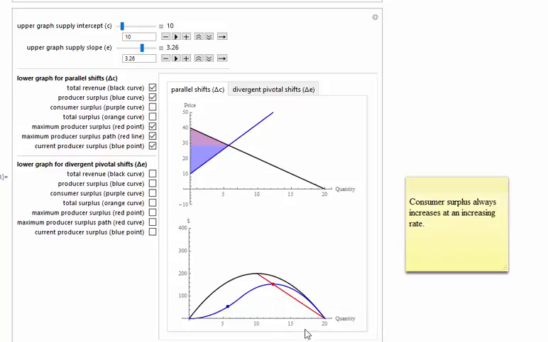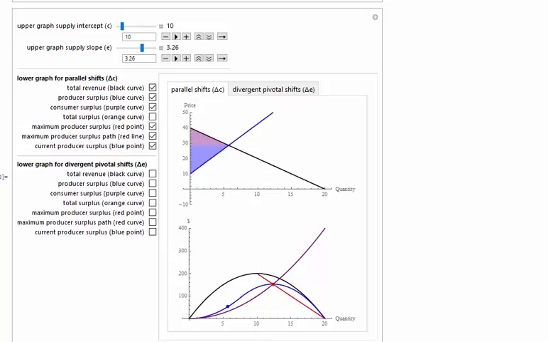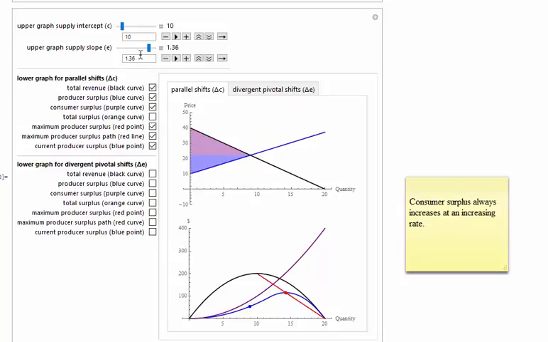Well, what happens to consumer surplus? Let's click on consumer surplus up here. And consumer surplus, notice, always increases. So there it is, consumer surplus always increases. So here I move down our line a little bit, that is, increase the slope of the supply curve, making it flatter, which also put our maximum point down here. Here's our consumer surplus increasing, though.